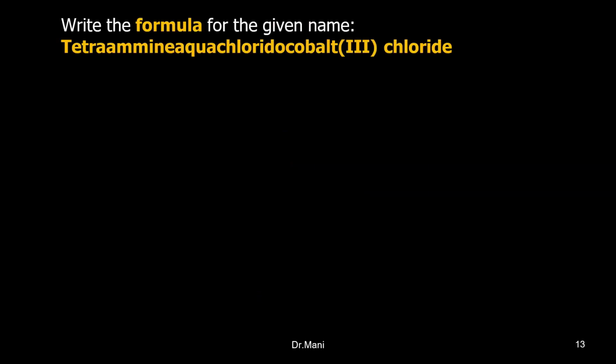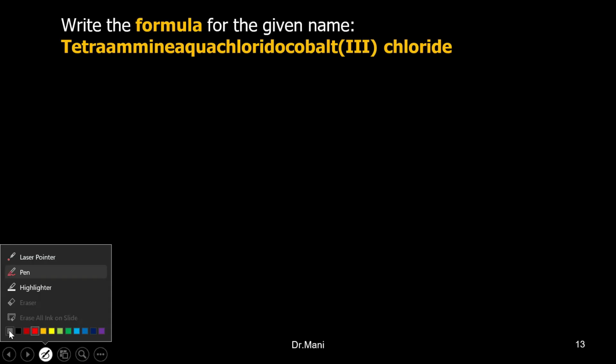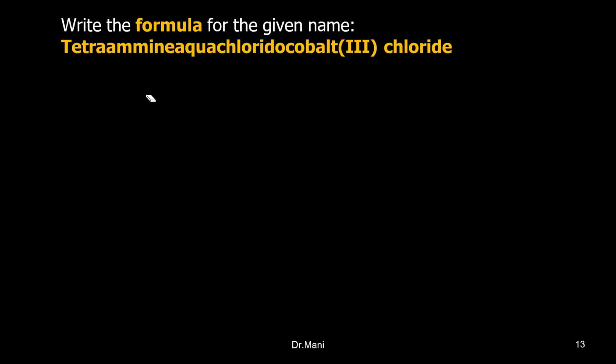So now this one, tetraammine aqua chlorido cobalt 3 chloride. Okay, fine. I'll quickly tell. So see here, what are the ligands present first of all? First of all, what is my central metal atom? The cobalt. And what is the oxidation number of the cobalt? 3. Okay.